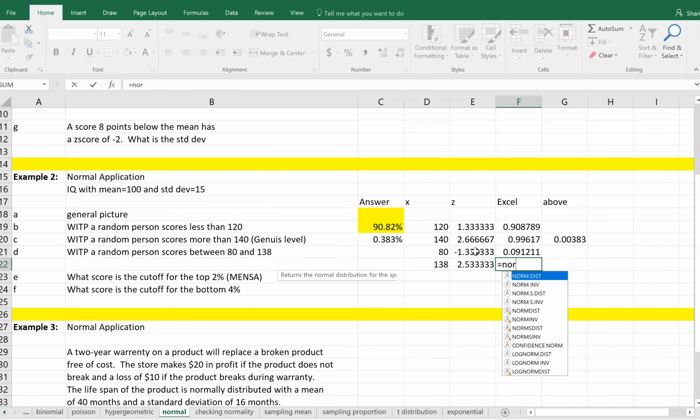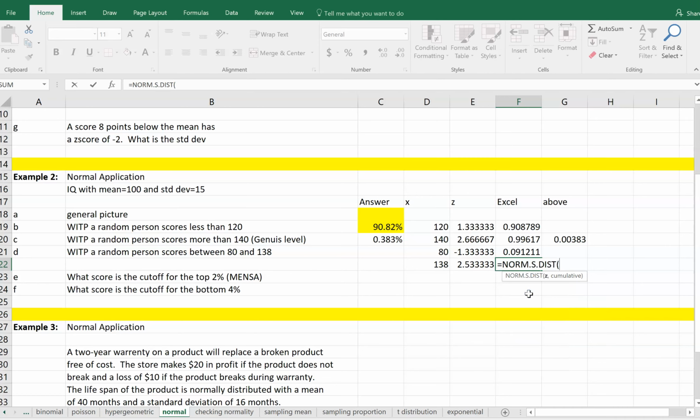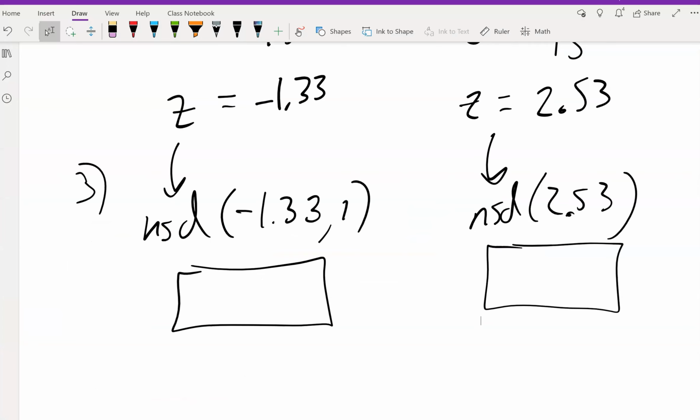And same thing here, norm S dist of that z value, comma 1. And we get our numbers. 0.0912 is one of them. That should be the number we get if we look in the table.